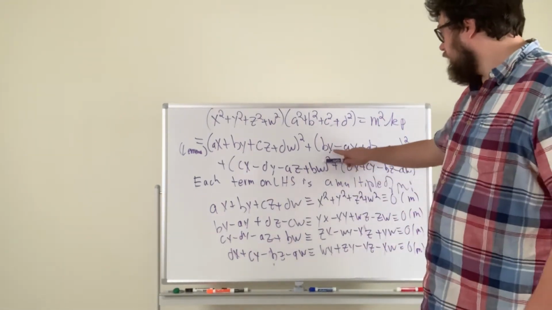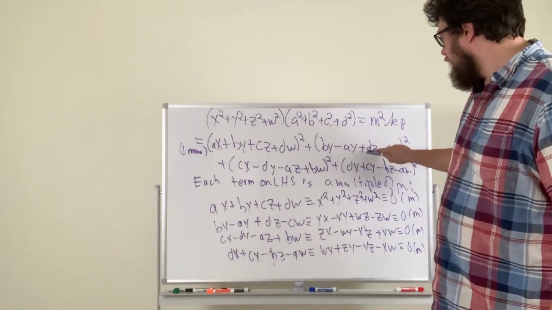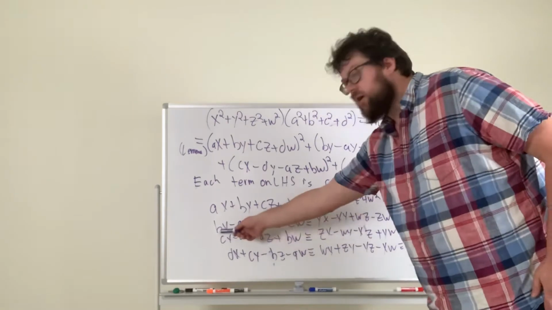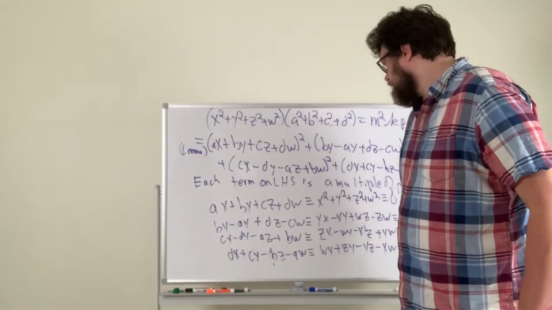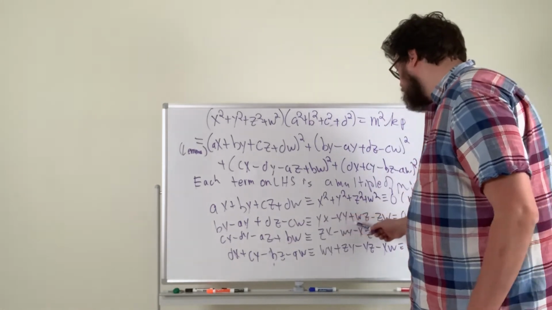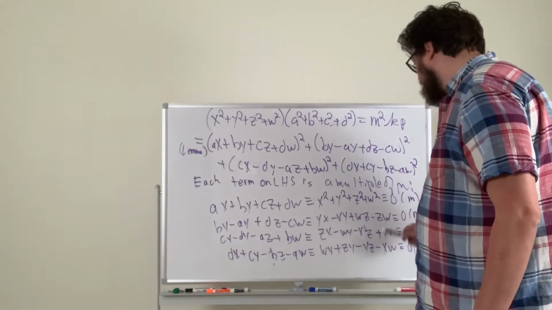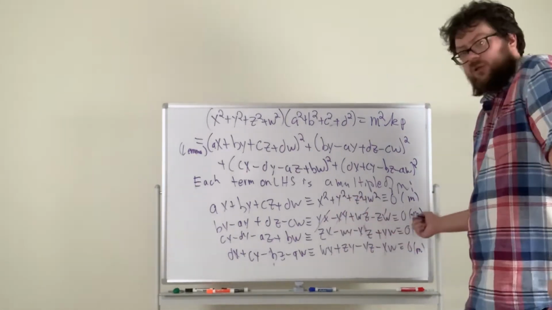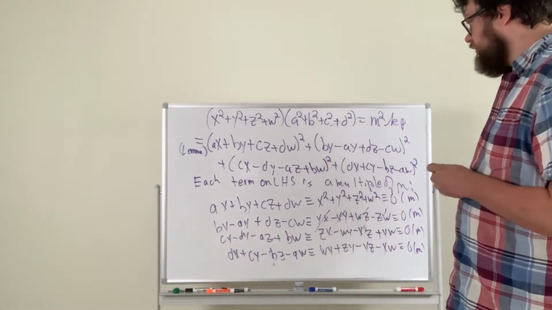My next one is bx minus ay plus dz minus cw. All right, so b is congruent to y, so this is congruent to, if I just write it all out, yx minus xy plus wz minus zw, right? And this cancels this and this cancels this, so it's just automatically 0 mod m. It's the same for the other terms.